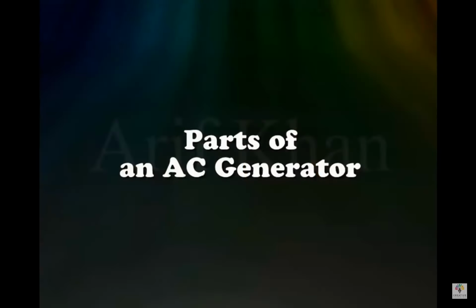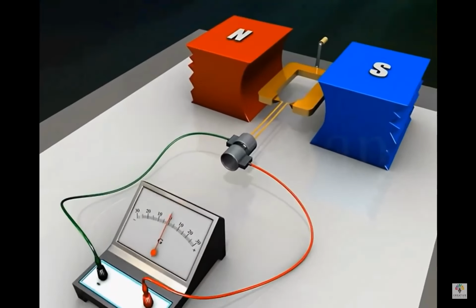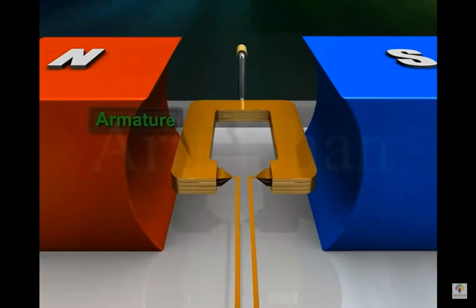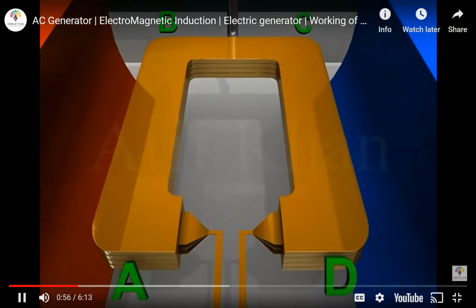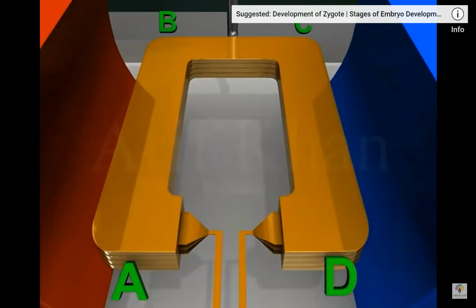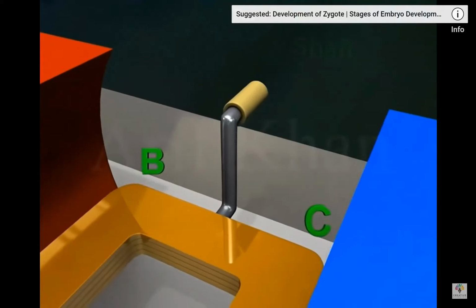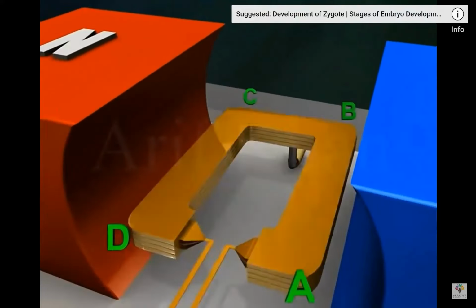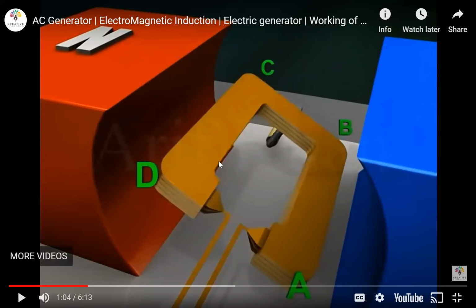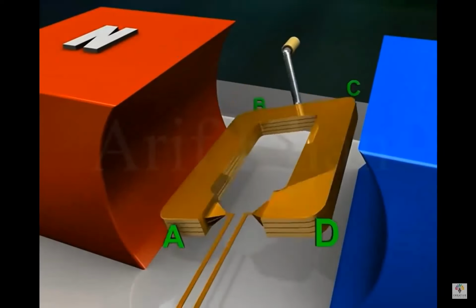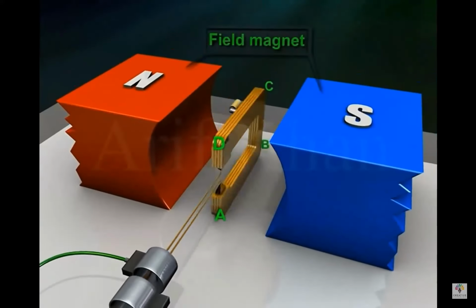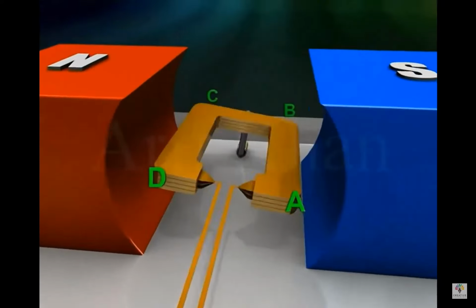Parts of an AC generator. An AC generator has an armature ABCD. This is basically the coil. It is a rectangular coil with many turns wound around a soft iron core. A shaft. It can be rotated rapidly. The shaft is just used for you to provide the force to spin the thing. A field magnet. It may be a strong permanent magnet with concave poles.